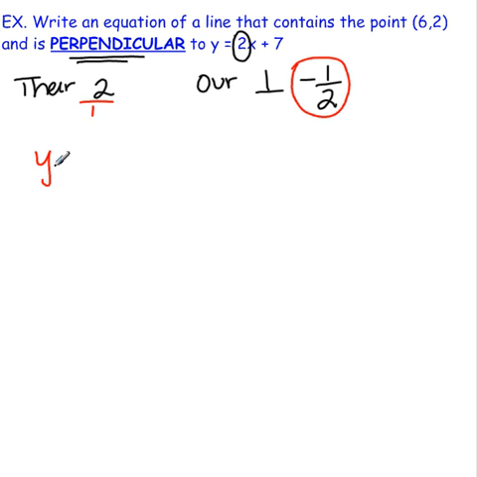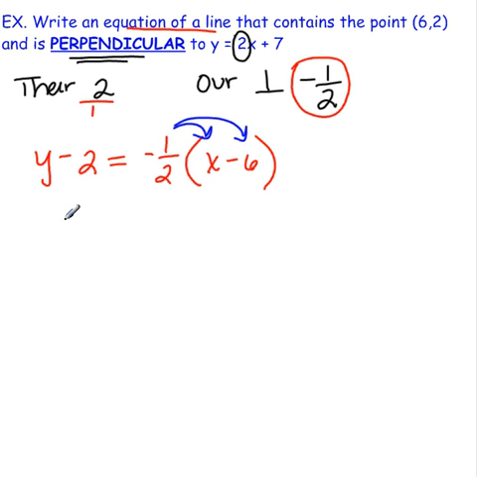Let's go. Y minus the y coordinate, which is 2, equals our perpendicular slope goes right here, which is a -1/2. We have to use ours. This is the problem we're working out. Open parentheses, x minus 6. All right, equation of a line we know is represented in slope-intercept form. So let's clean this up here.